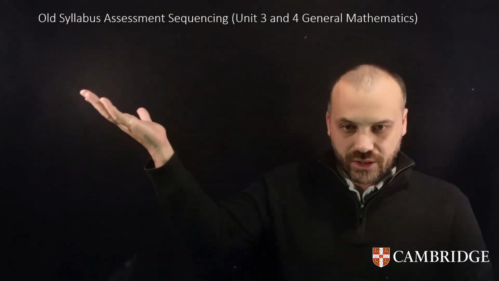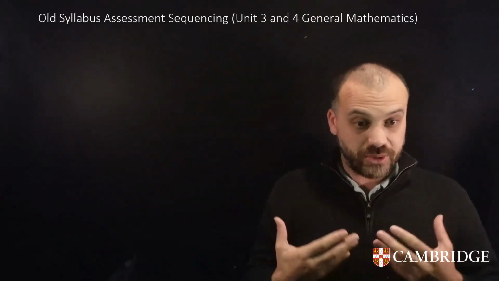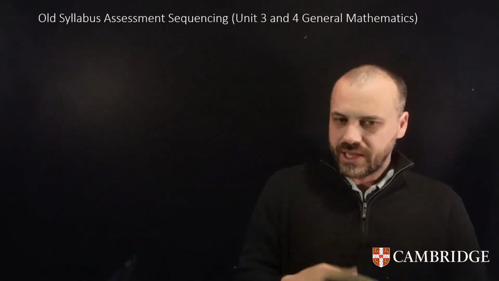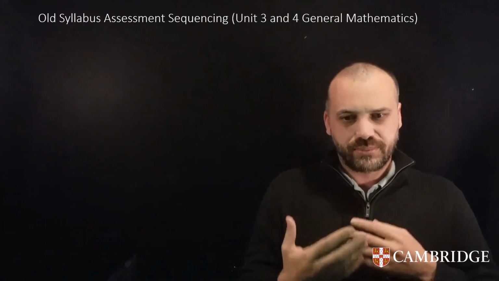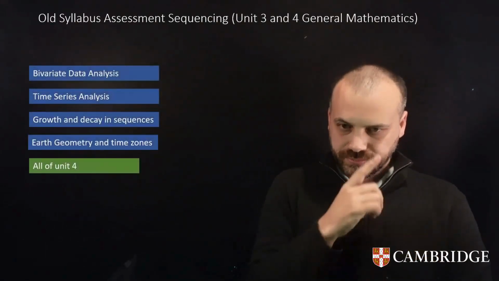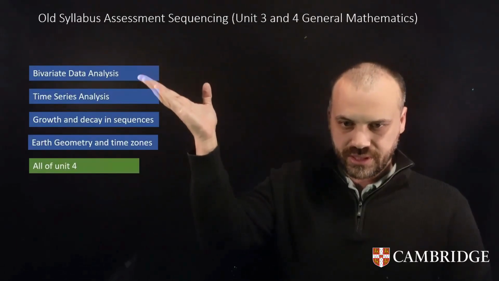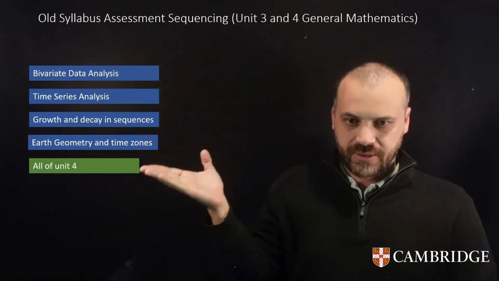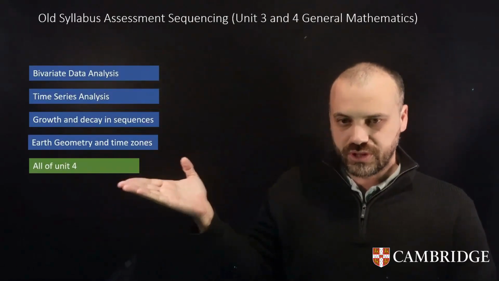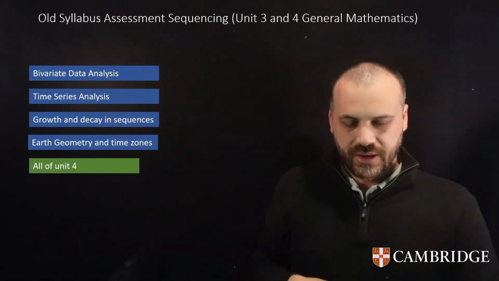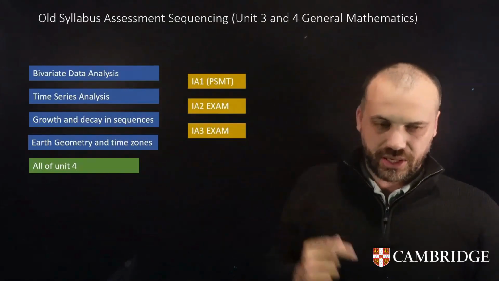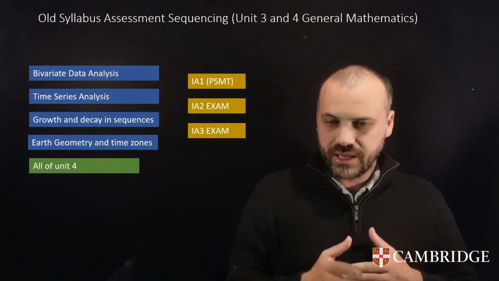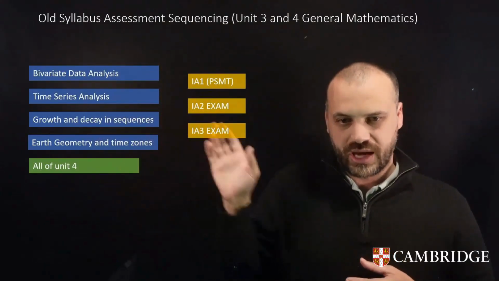So in the old syllabus, the one we're currently in, planning out your assessment has been pretty straightforward. So you would have these topics. These are our Unit 3 topics, and then all of Unit 4. So you could think of it like this, because you had 3 assessment items, IA1, IA2, IA3, and you had to work with what you have here.